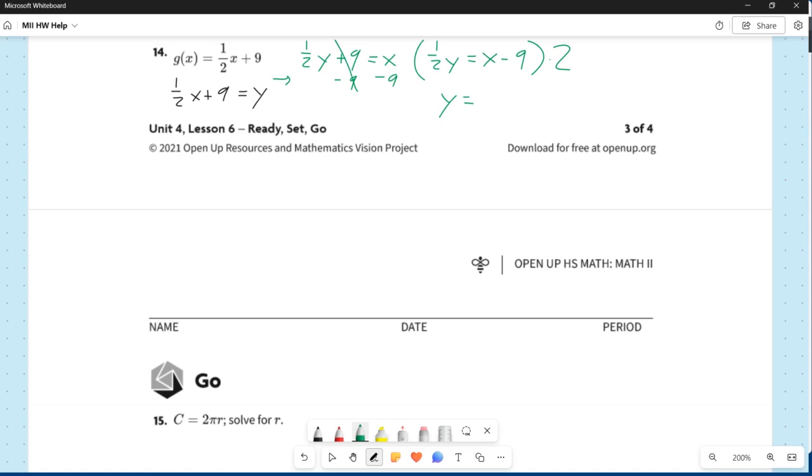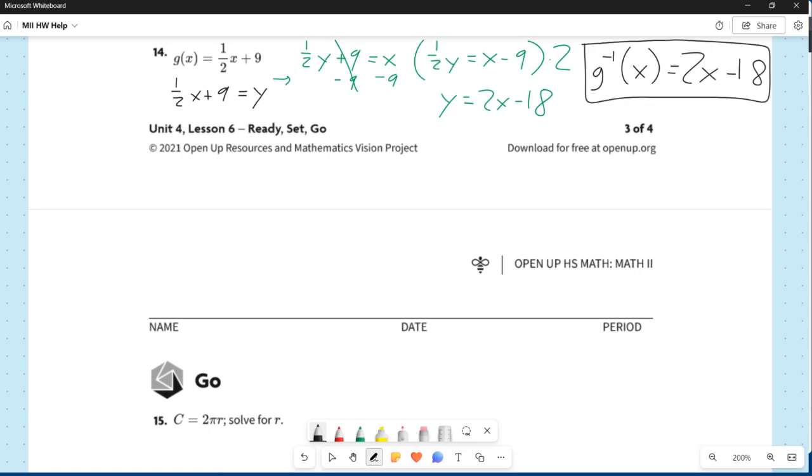That's good. And I have to multiply everything by 2, so that 2 is going to get distributed to both terms on the right here. So 2 times x is 2x minus 2 times 9 is 18. So as predicted, we get a linear function here. The original function was g of x, which means my inverse is going to be g inverse of x. And it's going to be what I just found, 2x minus 18. Let me redo that. Looks not great. So 18. And that is my inverse function for number 14.